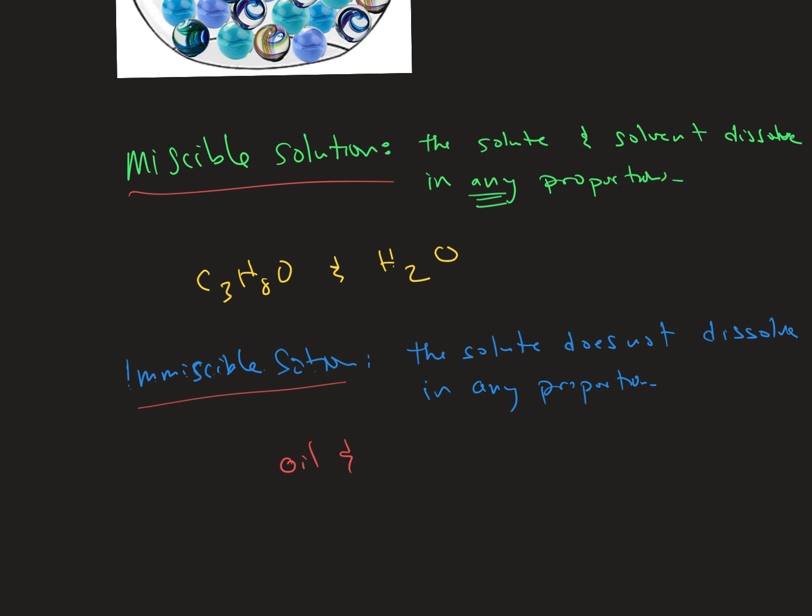Good. So oil and water is an example of an immiscible solution. And they don't mix because oil is nonpolar and water is polar. Kind of like the marble situation. Immiscible. Does that make sense to everybody?